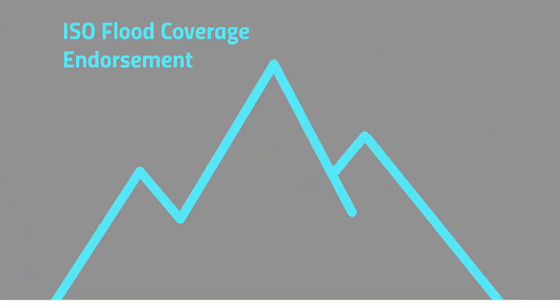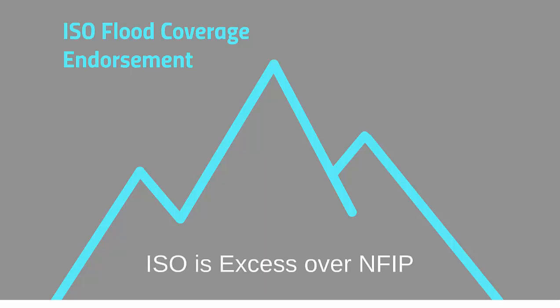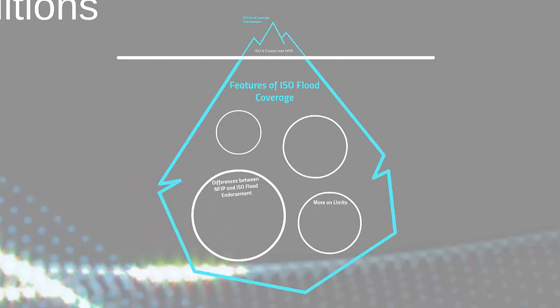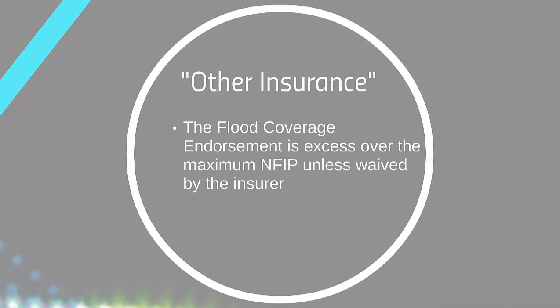Let's now look specifically at the ISO flood coverage endorsement. First of all, you must realize that any ISO coverage is excess over NFIP. In other words, in order to obtain the ISO flood coverage endorsement, an insured would first have to purchase insurance through the NFIP. Let's talk about the features of ISO flood coverage. As I just mentioned, the flood coverage endorsement is excess over the maximum NFIP, unless this requirement is waived by the insurer. Typically, this would only apply if the insured wasn't able to obtain NFIP insurance.